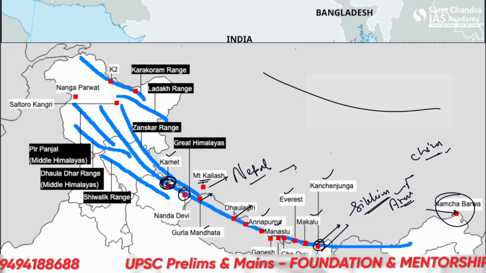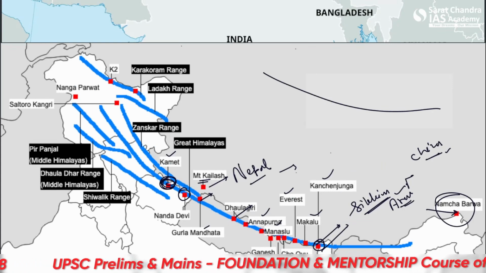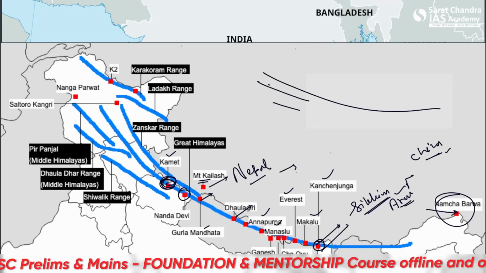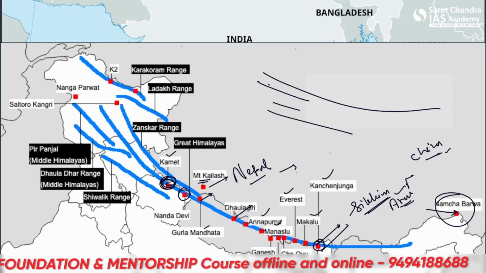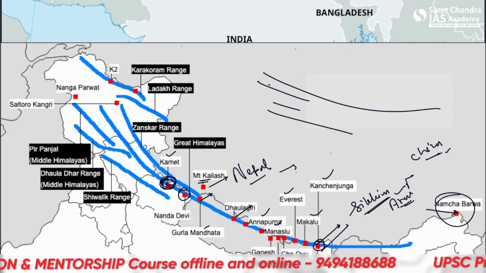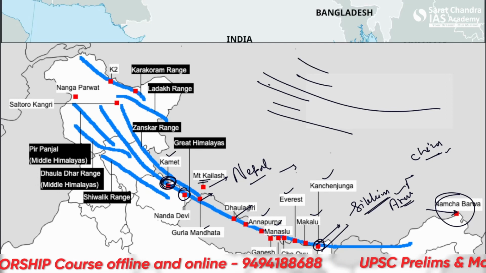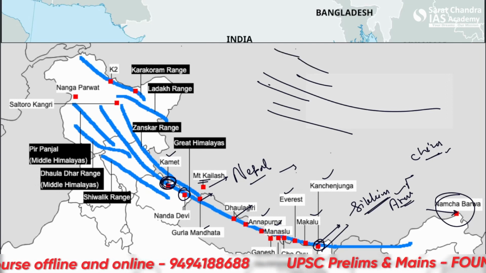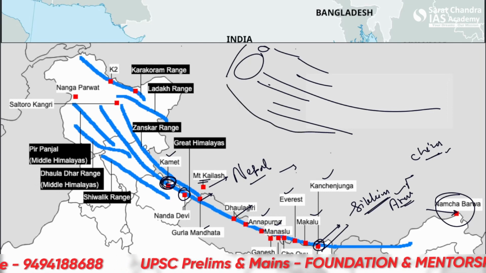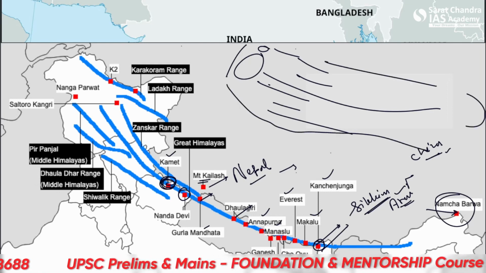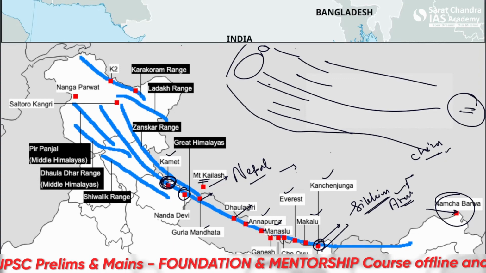Alright, then south of the Great Himalayan ranges, there are 2-3 ranges such as the Pir Panjal, the Dhauladhar range, and the Shivalik range. And to the north of the Greater Himalayas, there are mainly 3 ranges. One is the Zaskar range, one is the Ladakh range, one is the Karakoram range, and there is the Hindu Kush range and the Pamir Knot. Alright, so this is the basic formation of the Himalayas here. In the east, we'll see the eastern hills or Purvanchal.